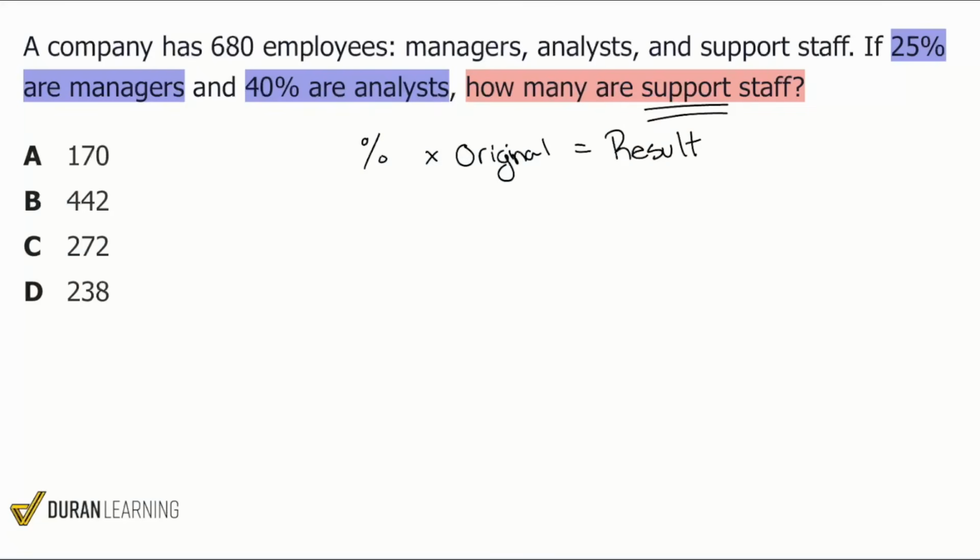If the result that I want is support staff, then I have to plug in the percentage that represents support staff, everybody. That's how it works. You cannot expect to plug in manager's percentage and get support amount. That's not how it works. The main idea is that the percent that you apply is the result that you get.